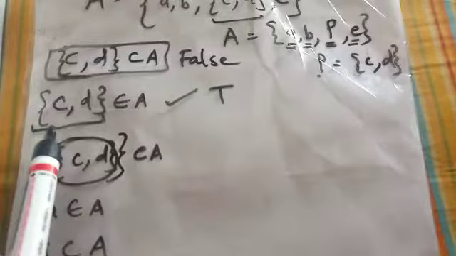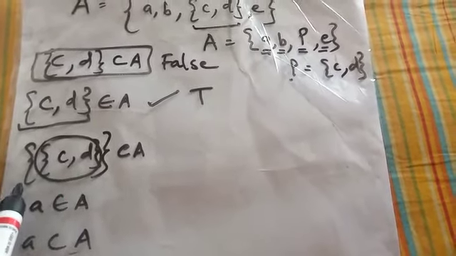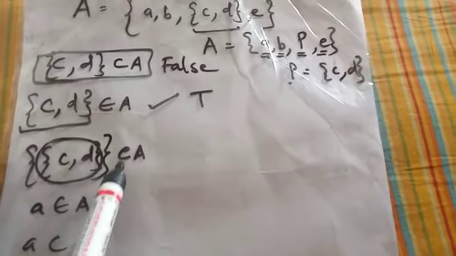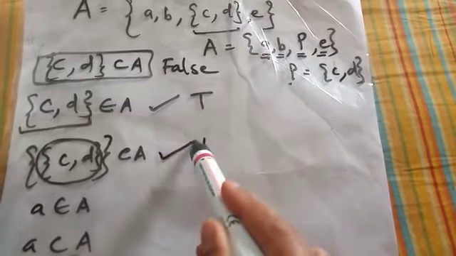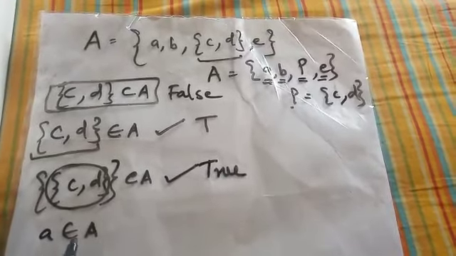Now set is subset of A. Similar to come here. Now this C comma D is element of A. Now when I put in curly brackets, तो ये क्या बन गया? Set बन गया. Now set is subset of A. So ये statement भी क्या हो जाएगी? True हो जाएगी. Now see A belongs to A.